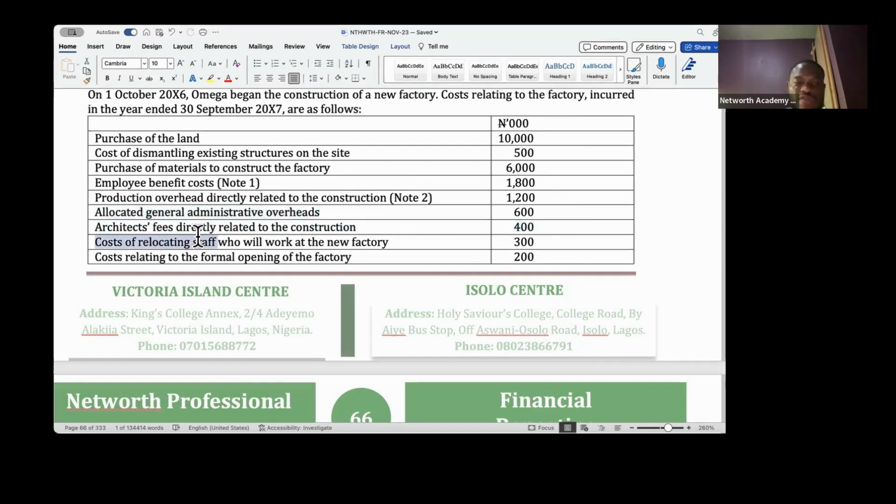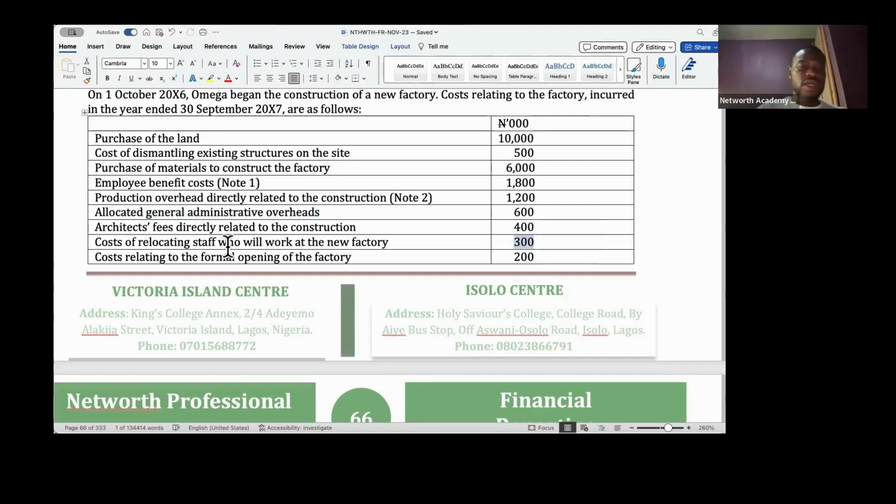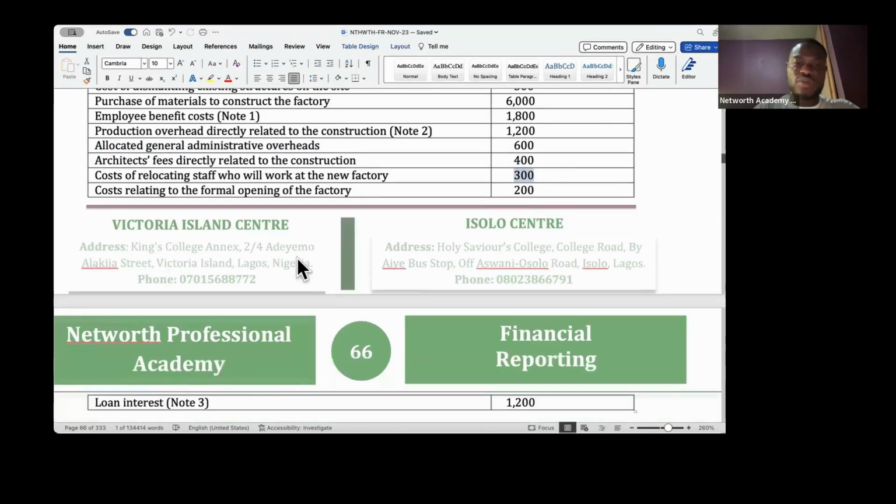Next one is cost of relocating staff who will work on the new factory. Let me leave this to you. Should this 300 be capitalized or expensed? Expensed. That's correct. And finally is cost relating to the formal opening of the facility.